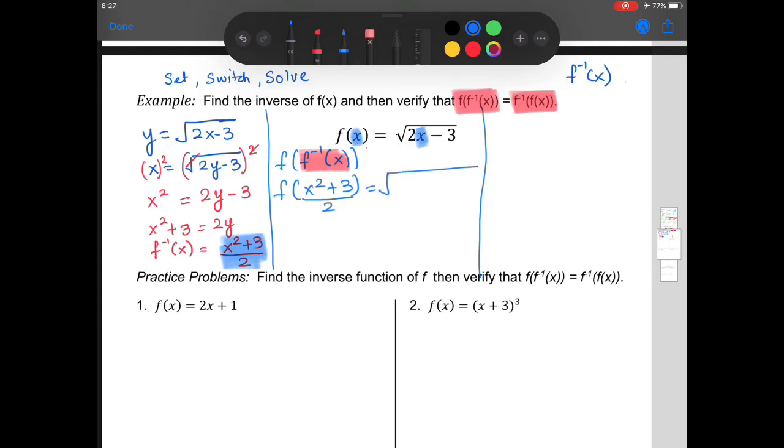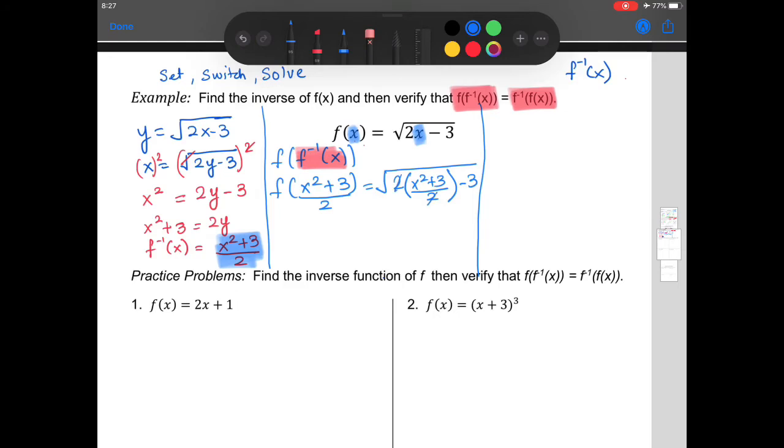So this would be square root. I don't change anything. In place of 2, I'm not doing anything. Only in place of x, I'm going to write x squared plus 3 over 2 minus 3. And all you need to do is simplify. When you're simplifying it, it is PEMDAS. So get rid of your parentheses first. The 2's cancel out. What are you left with?